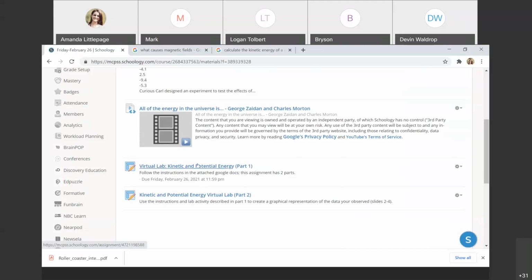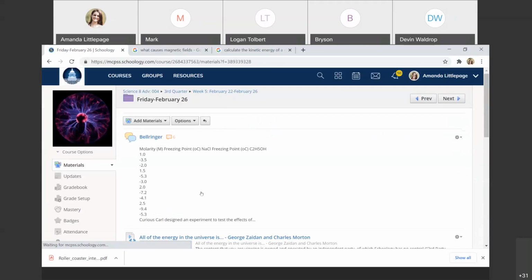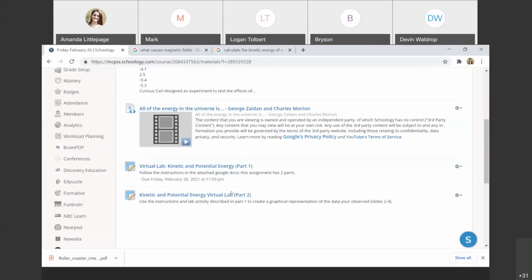So let's take a look at the virtual lab here. I'm going to click on this link and it's going to pop up. Follow the instructions in the attached Google Docs. This assignment has 2 parts. When you look at it, there are two things here. The first says part 1, this one says part 2. Part 2 is going to be you creating a graph of what you observed in part 1. So you're still using the same lab and the same activity to address what's in part 2.